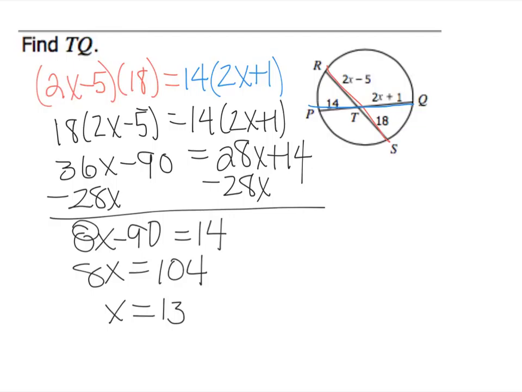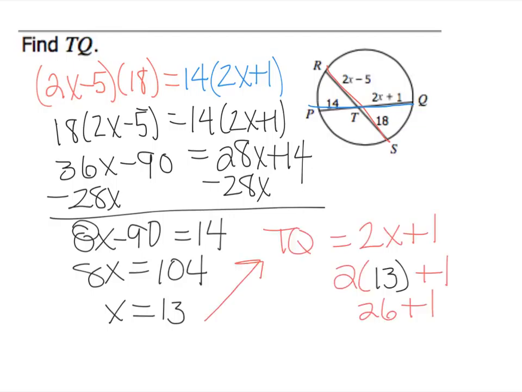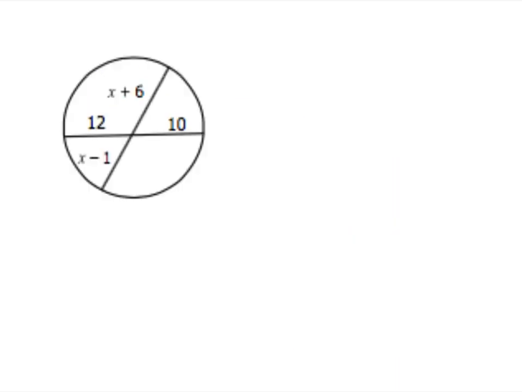Final question, find the length of TQ. Plug it back in and we find out that TQ is equal to 27 units. Next one, let's start off by shading or coloring in each line with the same color. Then we'll break up the segment and multiply the parts together.